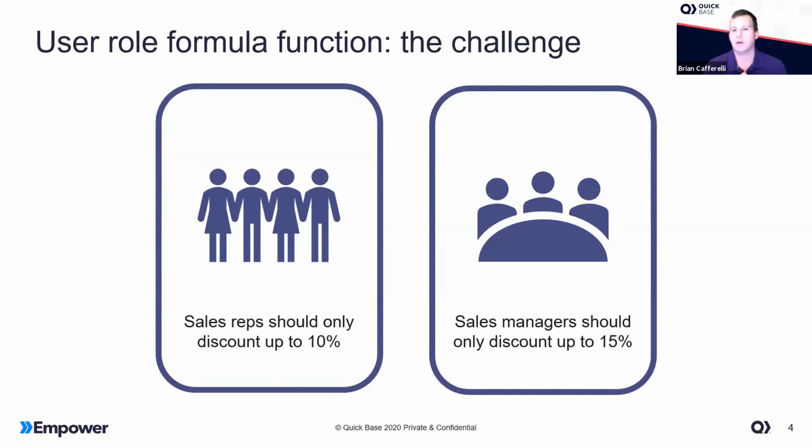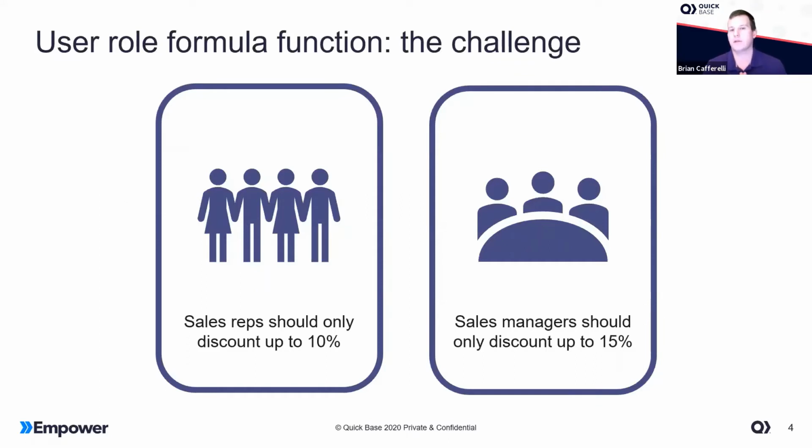So imagine that you're using QuickBase to track sales opportunities, and you have a business rule where your frontline sales reps need to be able to discount when they're working deals, but they should be limited to applying a discount of up to 10%. Now, on the other hand, the managers that they work with, the sales managers, should be able to apply a discount of up to 15% instead.